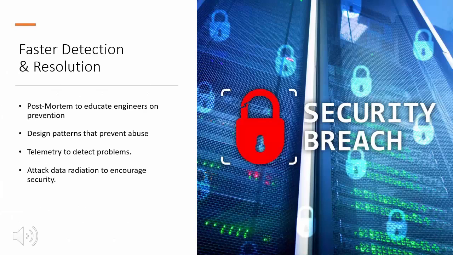One of the most alarming things about this incident is that it took an outside source to find the problem and took over 3 months to fix it once it was found. Here are some ways eBay could improve finding and solving problems in the future. They should conduct postmortems after each security incident. These can be used to educate engineers on how to prevent similar problems in the future.